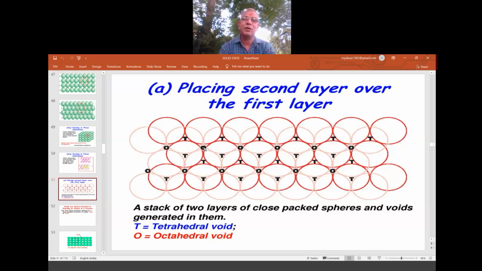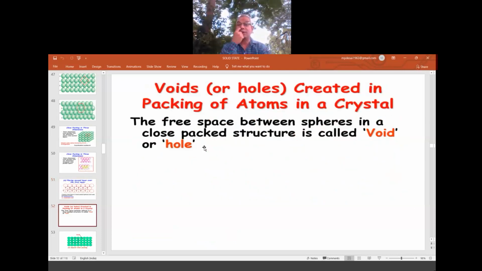But still voids are there. We cannot pack 100% effectively. So that shows that it is very difficult to pack 100%. Voids will be there. Voids are formed. Right. Now please note, voids are the holes or the empty spaces. So what is meant by void here?